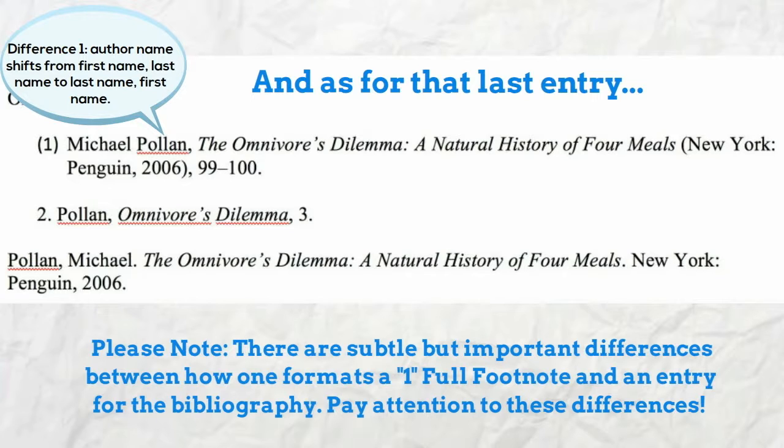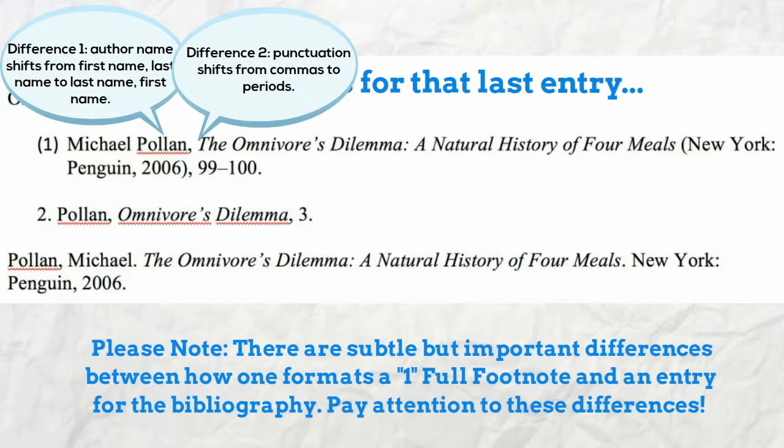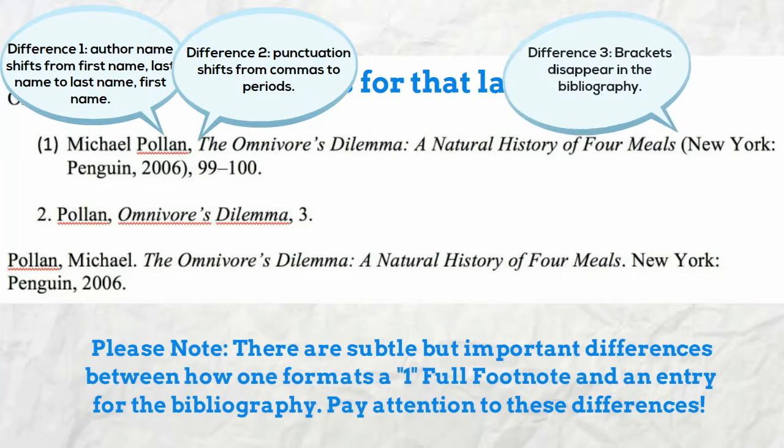Difference 1. Author name shifts from first name, last name to last name, first name. Difference 2. Punctuation shifts from commas to periods. Difference 3. Brackets disappear in the bibliography.